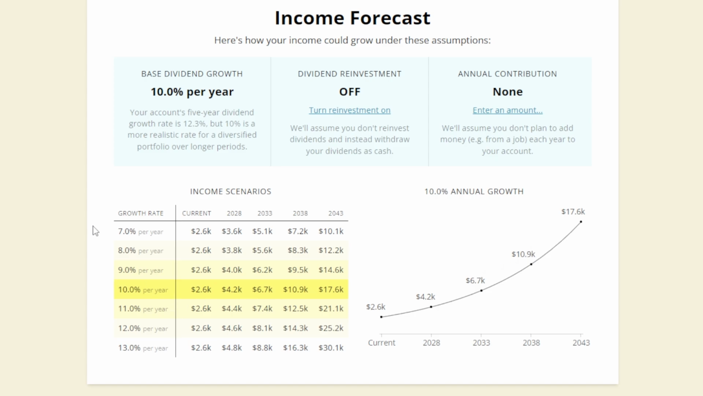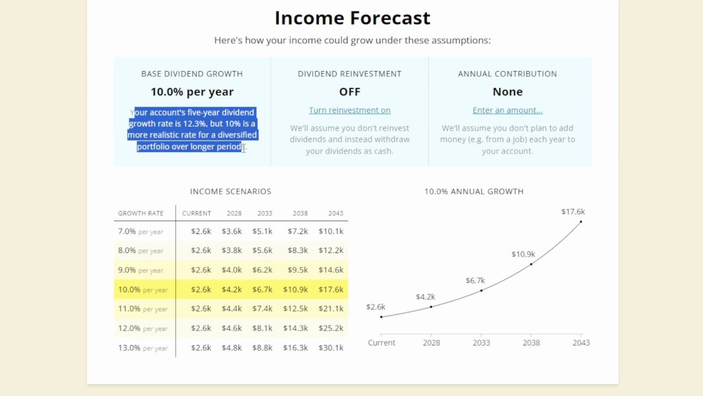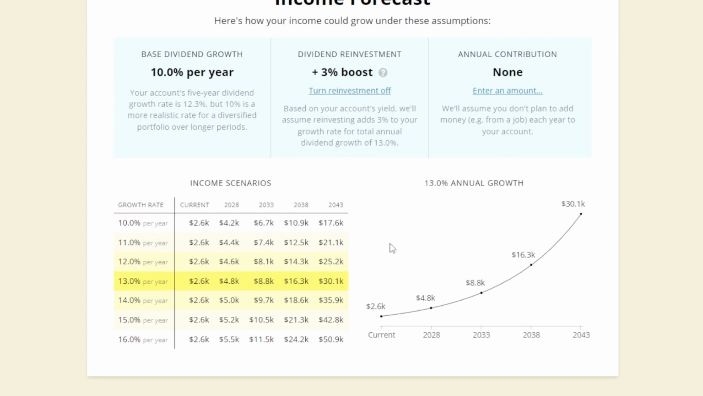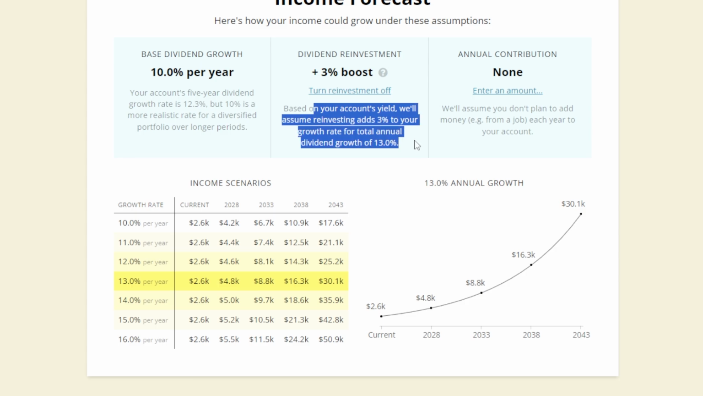What I mean by this is right here on the screen. You can see based off of 1,000 shares of SCHD, which is what I'm hoping to have towards the end of this year, and a dividend growth rate of 10%. It says your account 5-year dividend growth rate is around 12.3%, but 10% is a more realistic rate for diversified portfolios over a longer period. Dividend reinvestment is currently turned off, but if we turn this on, it's going to give us another 3% boost, because based on your account's yield, we'll assume reinvesting adds around 3% of growth, for a total annual dividend growth rate of around 13% or so. And as far as annual contribution, we're just going to keep this off for now at 0.